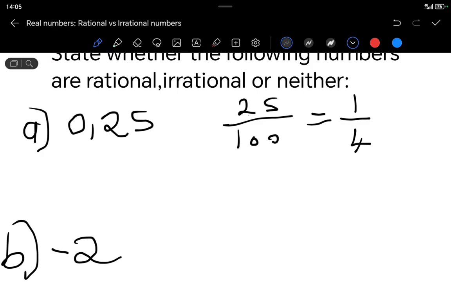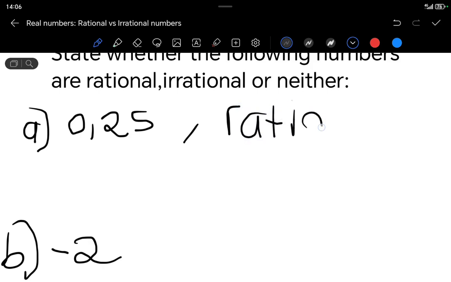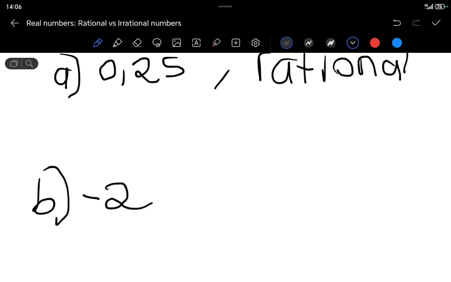The question didn't say you must give a reason for your answer, so you can just say it's a rational number. So you will say A is rational. It's better to know why we say it's rational. That's why I'm doing what I'm doing.